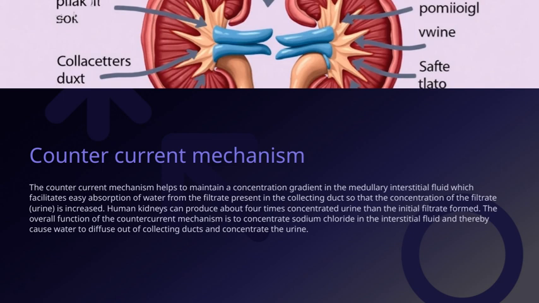The main goal here is to concentrate sodium chloride in the interstitial fluid. When sodium chloride is concentrated, it creates an osmotic pull that causes water to diffuse out of the collecting ducts. This not only concentrates the urine, but also plays a vital role in maintaining the body's fluid and electrolyte balance. So overall, the countercurrent mechanism is a finely tuned system that helps us conserve water and regulate urine concentration efficiently.